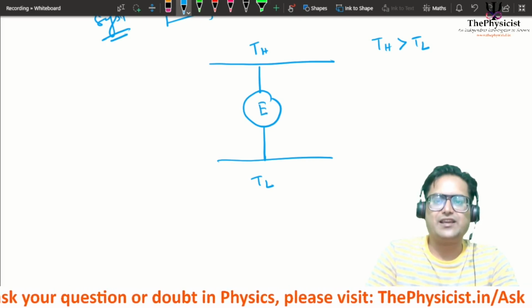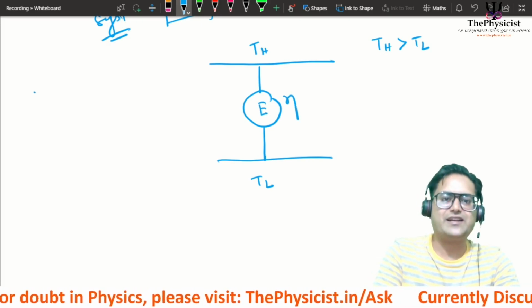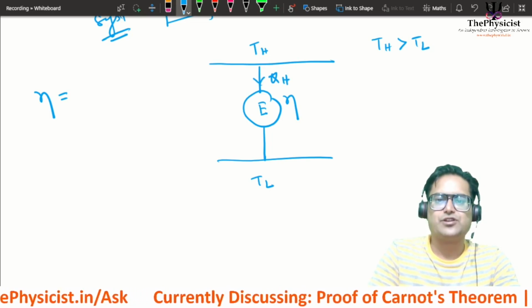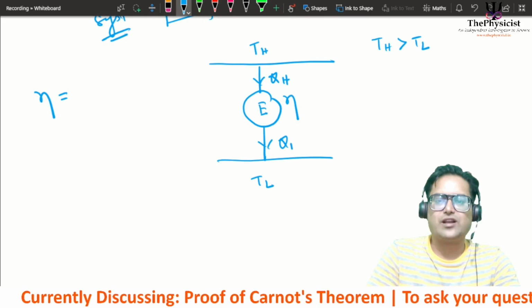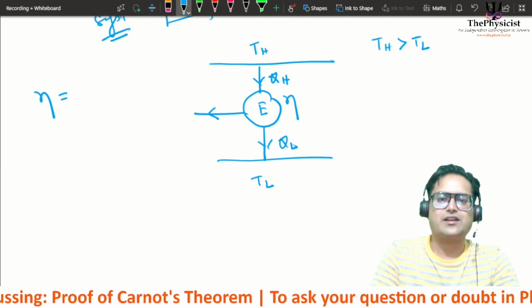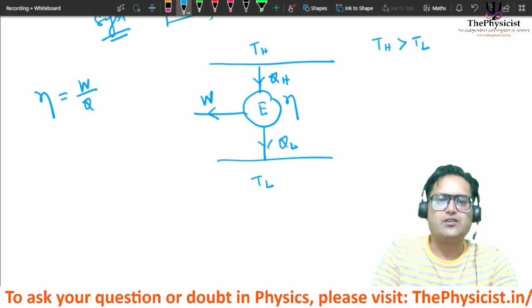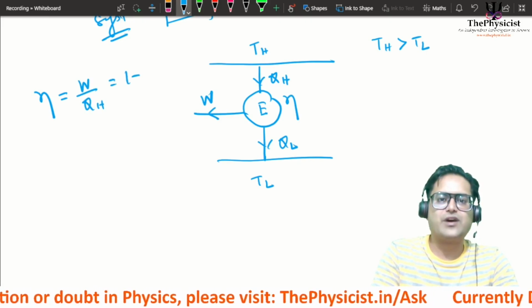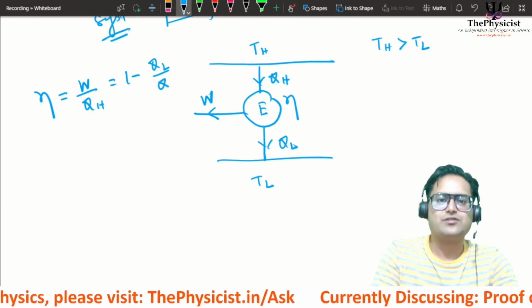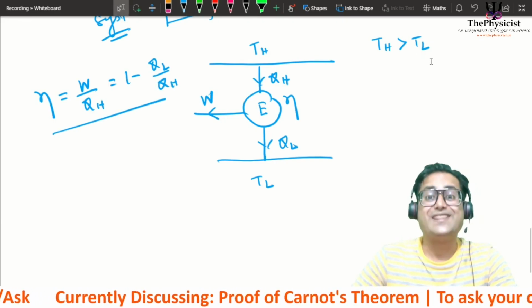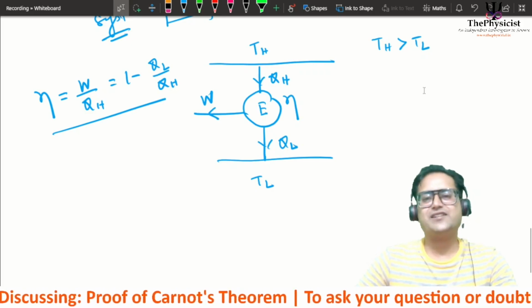Now this is engine E that has an efficiency eta. Let's suppose it's taking some amount of heat QH, rejecting some amount QL, and giving you some work W. So the efficiency is simply W by QH, or it is 1 minus QL by QH. That's the efficiency.